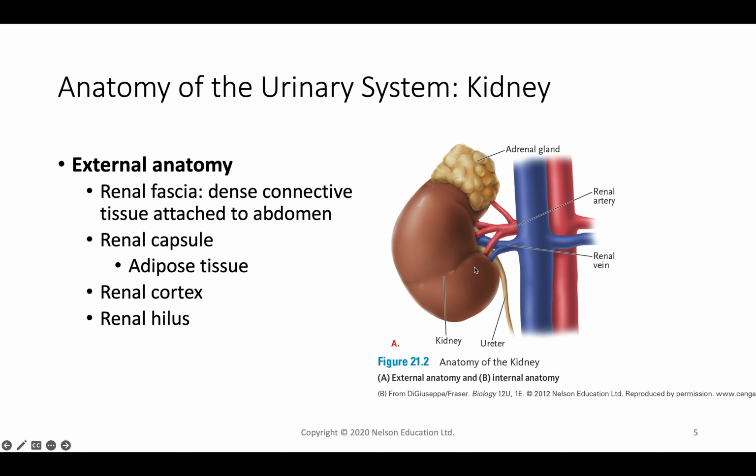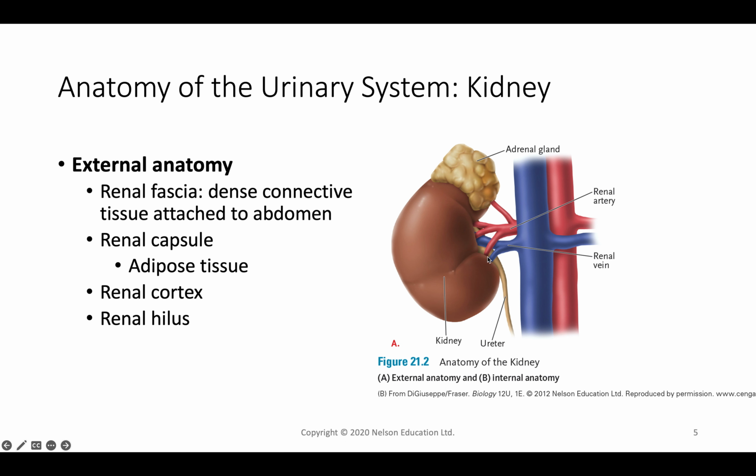That's what holds the kidney to the abdominal wall. Remember, above the area we're going to have this adrenal gland, which sits just above the kidney. The renal capsule is going to be comprised of adipose tissue. So the capsule is going to surround the whole thing. It's going to have a little bit of fat tissue in there. Then we're going to get to the cortex and the medulla, which is the very center part.